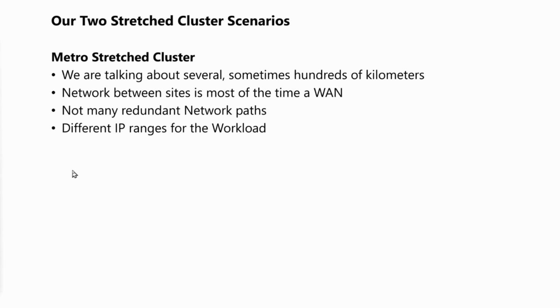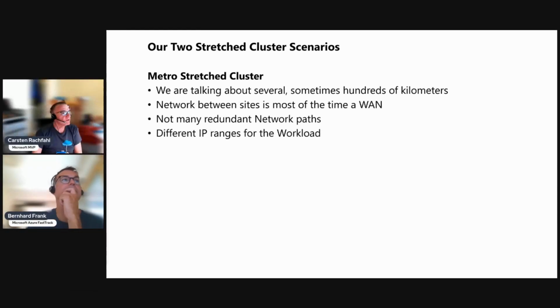And if it's really far away, we maybe have different IP ranges for the workloads. And so on one side, you have a different IP range and router and DHCP servers, and on the other side. And of course, you have to think about when I have a failover of a VM to the other side, now it has to use another IP address. How to do that? So that's a completely other level.